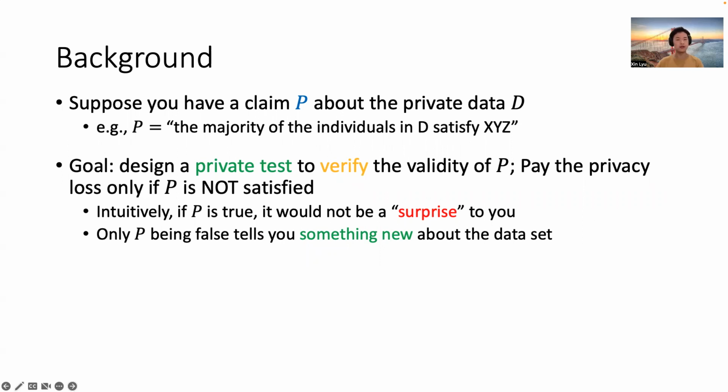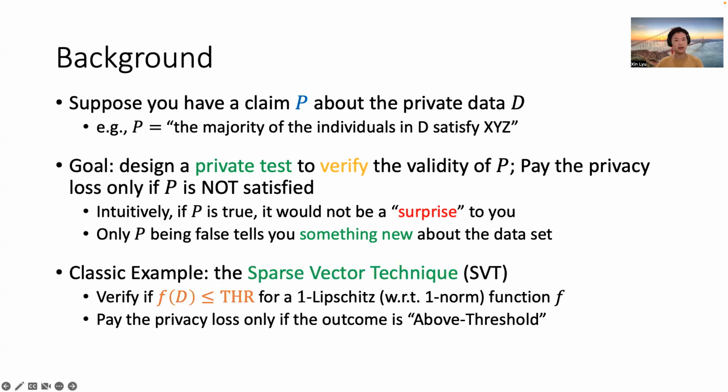And only P being false is very surprising to you and tells you something substantially new about the data set. So in the literature, there is a classical example of this abstract task, namely the sparse vector technique, which can be used to verify claims of the form f of a data set is less than a threshold for a one-Lipschitz function f.